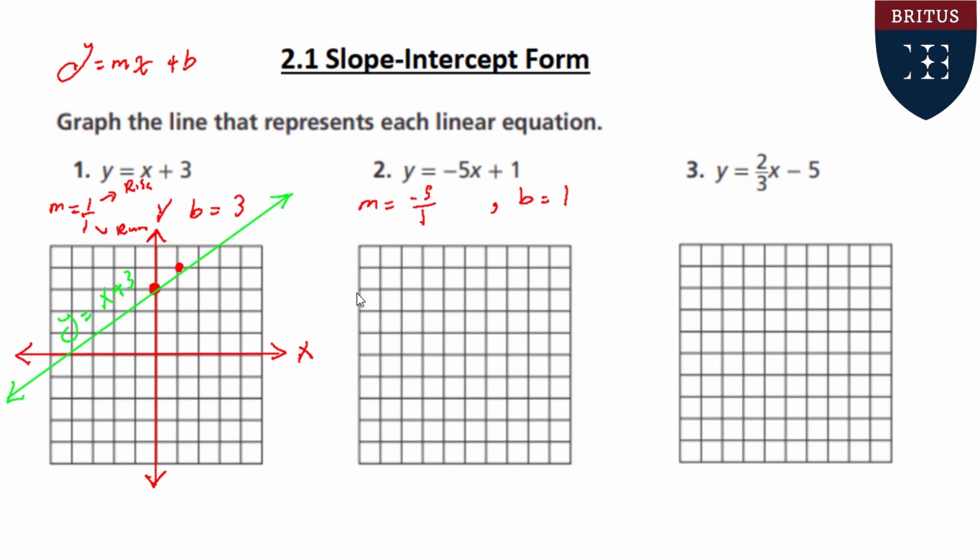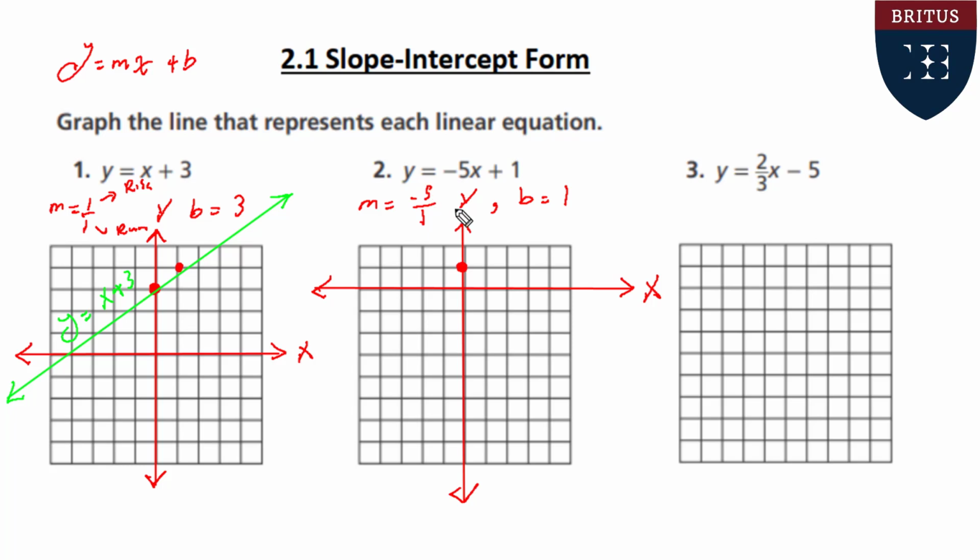Draw the x-axis and y-axis. We have x-axis and y-axis. Now identify the y-intercept first. The y-intercept is equal to 1. Now we have x-axis, y-axis, 1. So 0, 1, the first point.